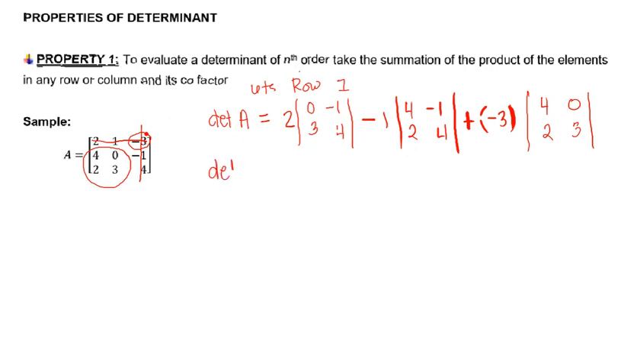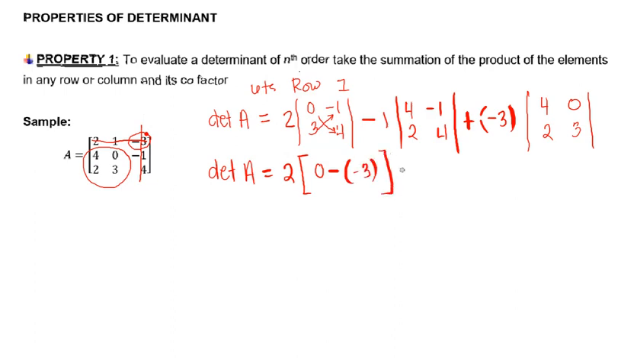The determinant of A is equal to, this is a 2 by 2 matrix. So to evaluate this 2 by 2 matrix, that is the product of the diagonal downward minus the product of diagonal upward. So we have here determinant A is 2 times 0 times 4, that is 0, minus 3 times negative 1, that is minus negative 3.